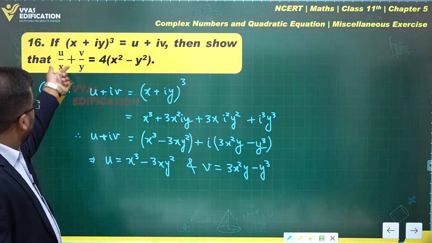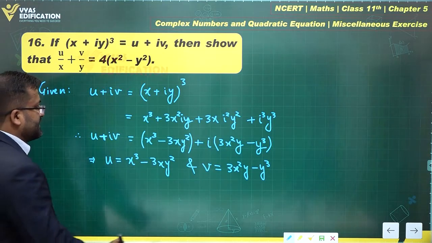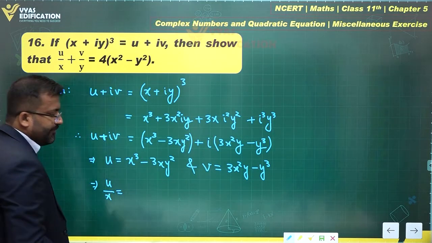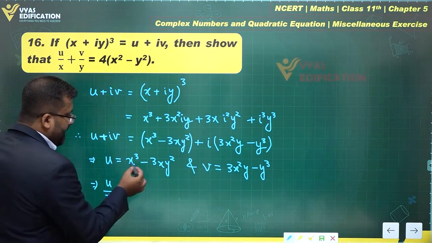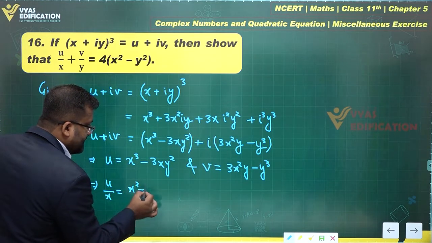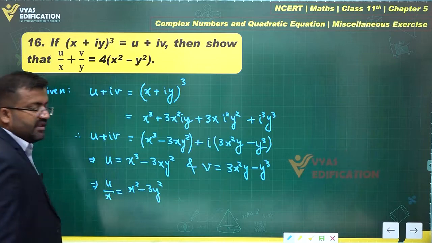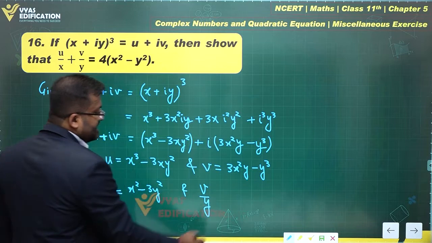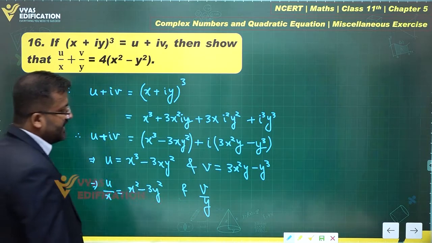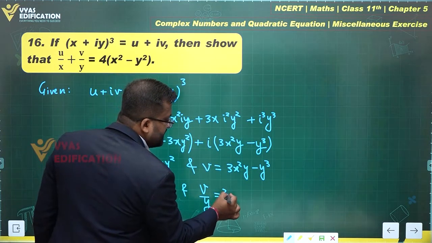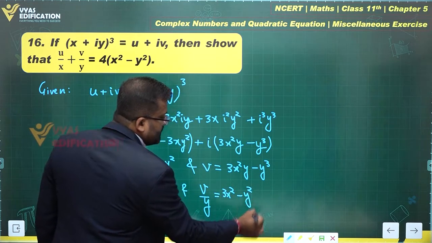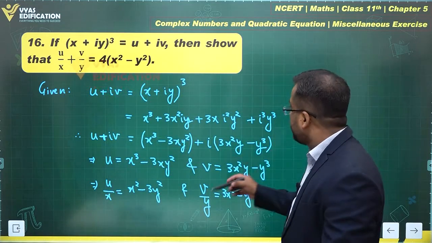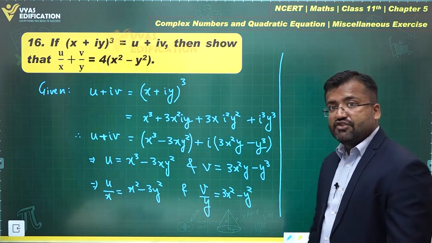We are supposed to find u/x actually. Let's try to find u/x. Can you divide by x on the LHS and right hand side? Yes. Dividing by x, this becomes x^2 minus 3y^2. And v/y is something else that is required, and v/y is equal to, let's divide with y, this becomes 3x^2 minus y^2. Can you observe that? Yes. The question is asked in such a manner that your calculations become very simple gradually as you move ahead.